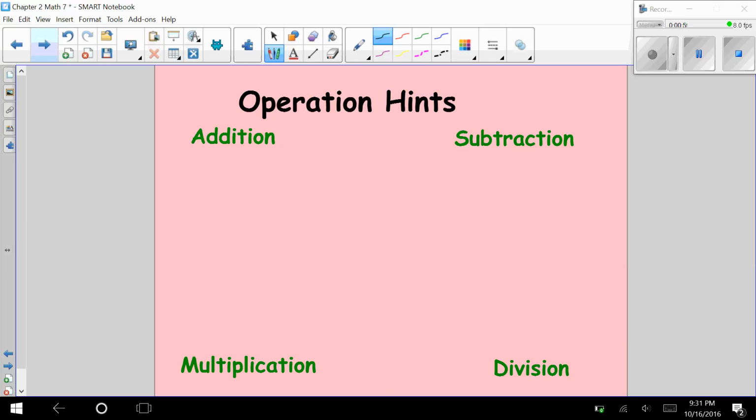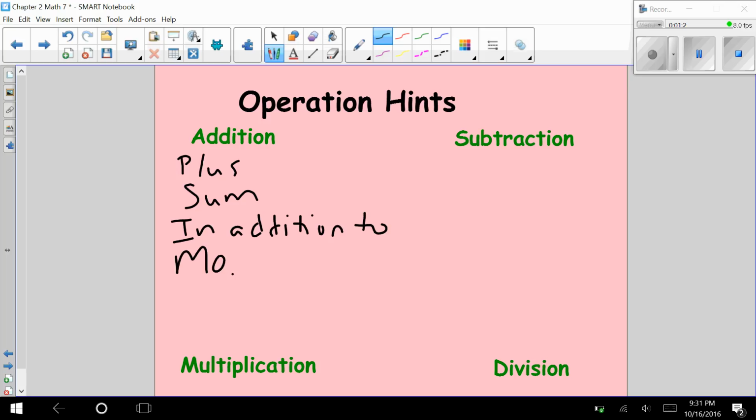Some operation hints. There are a whole bunch of words that can mean the different operations. These are just going to be a few of them. Addition, remember, we could use plus, we could use sum, we could use in addition to, we could use more than, and many others. Another one that means addition that's very common is and, too.